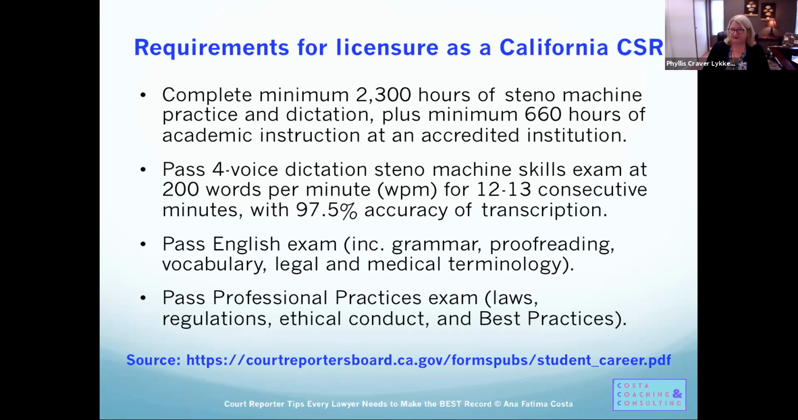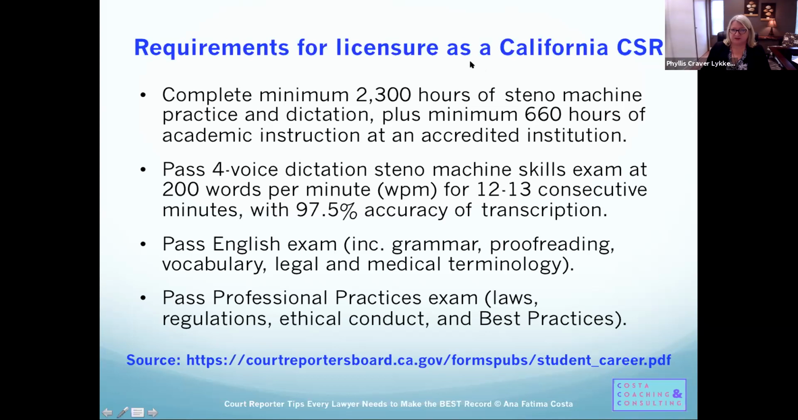And the reason that you have to do 4-voice is because sometimes we do have 2 or 3 and even 4 people trying to talk at the same time. We have a questioning attorney, a witness, maybe 2 or 3 counsel objecting, and we're trying to understand and get down what they're saying at all times. You also have to pass the English exam and vocabulary and medical and legal terminology courses.